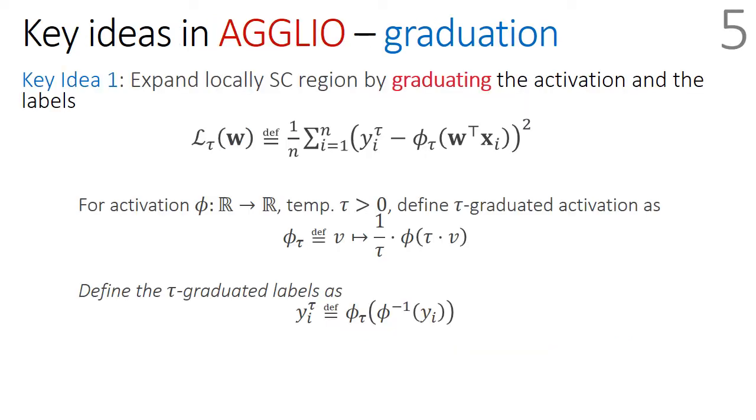The first key idea of our algorithm is to expand the locally strongly convex region by creating a graduated version of our original objective function. In the new objective, we substitute the label and the activation function with their graduated versions. The graduation is with respect to the temperature parameter tau, as presented in the following. We see that setting tau equal to 1 gives the original ungraduated version.